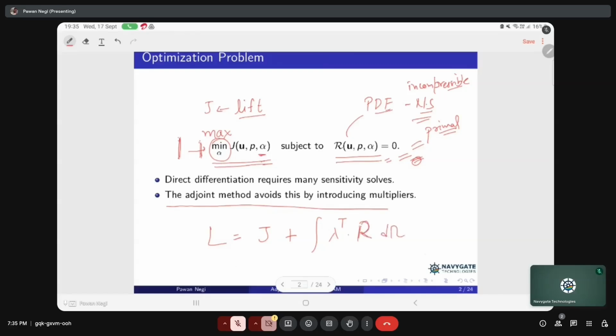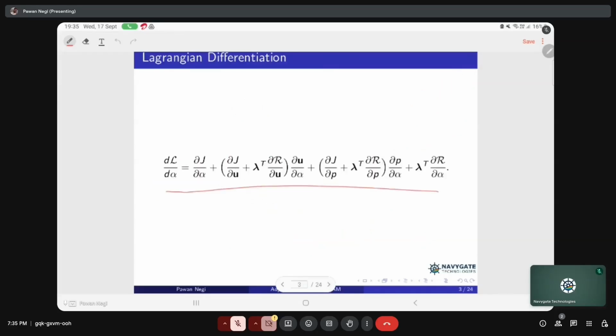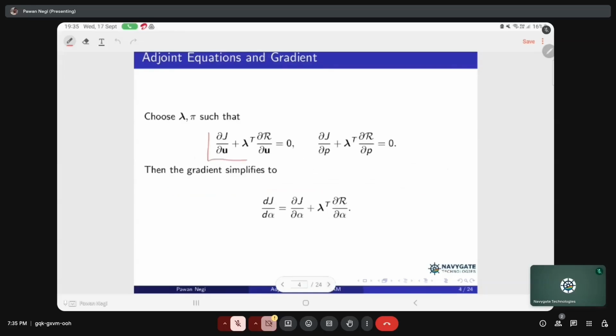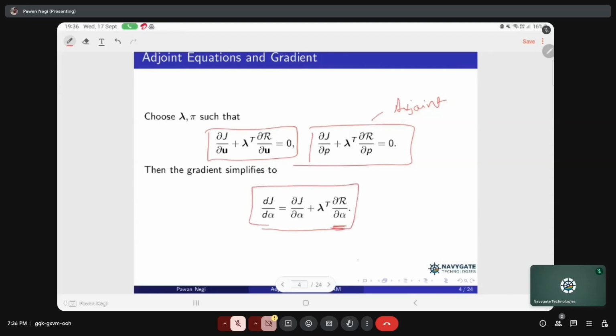This is a new Lagrangian, and for this we can find the sensitivity. This is another method, but ultimately we will get the same equations that we get from the direct method. If we find the total derivative of that Lagrangian, we'll get these. Here, if we satisfy these two equations to be equal to 0, this one and this one, then these are called the adjoint equations. This particular total derivative will be simplified to this. And for this, we just have to find the derivative of the constraint with respect to alpha and this.